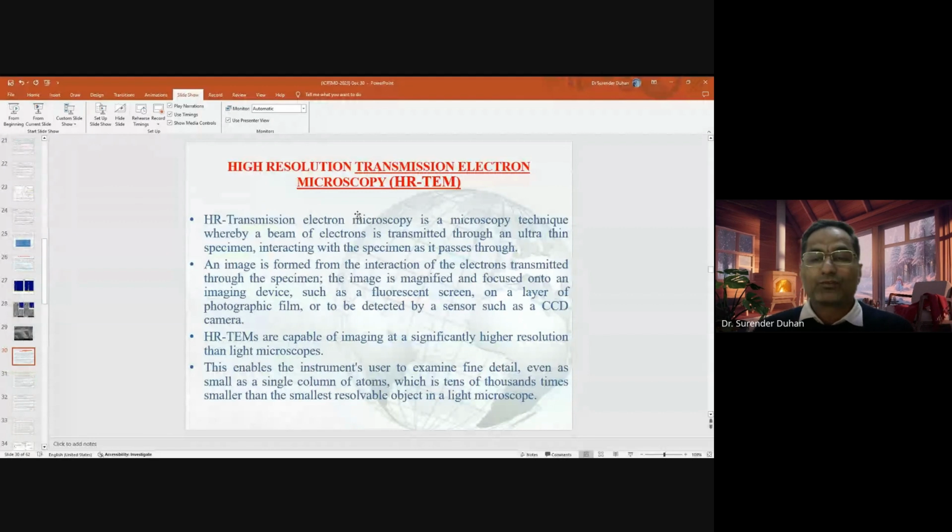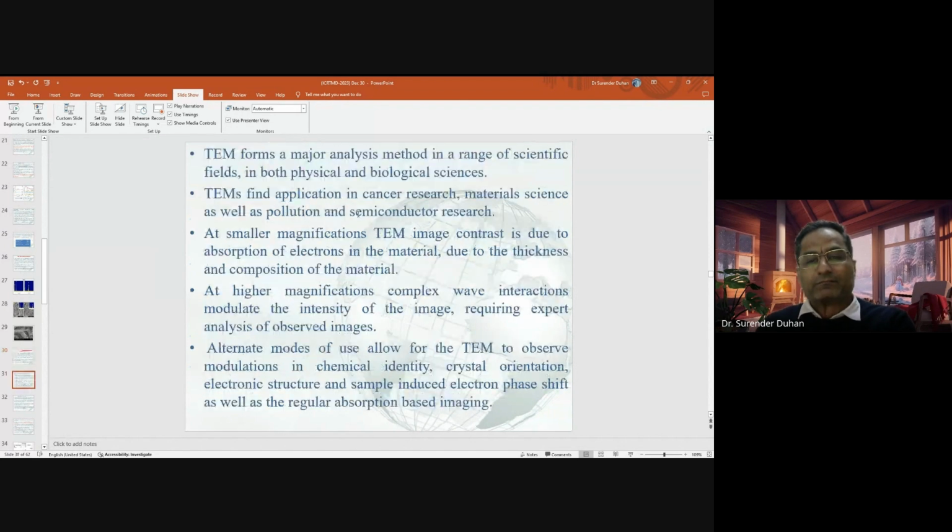HRTEM. HRTEM is also an important technique to determine the surface morphology and surface topology. Not the average size, this is the exact size; you can identify the exact size of your materials. Because in case of HRTEM, electromagnetic radiation is transmitted through the sample, but in case of SEM, electromagnetic radiation is incident on the surface of the materials.